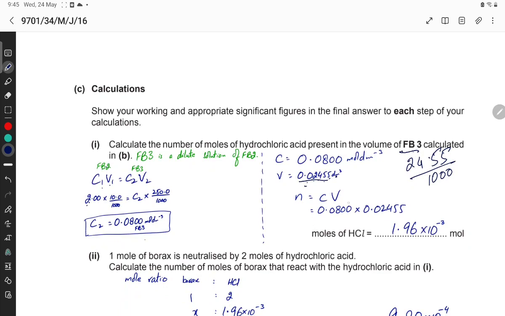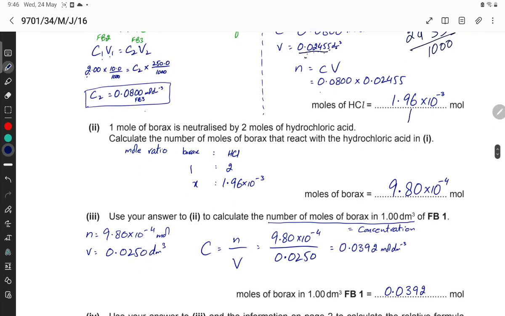Number of moles is equal to concentration times volume. So, we have the moles of HCl. We use the concentration we calculated in the calculation of the number of moles. So the answer is 1.96 × 10⁻³ moles of HCl.